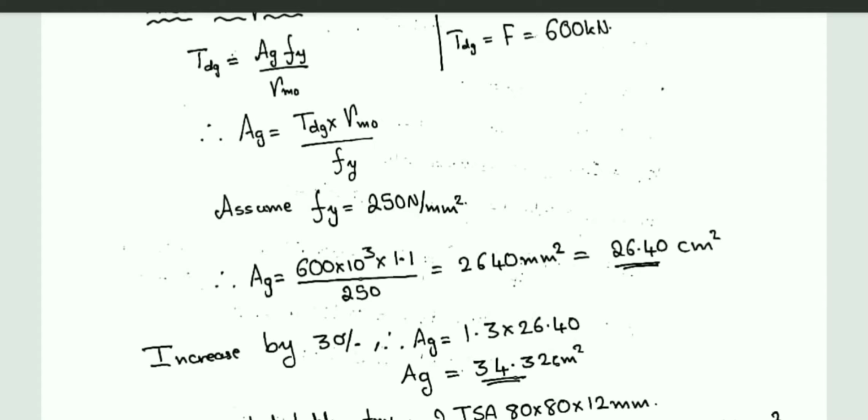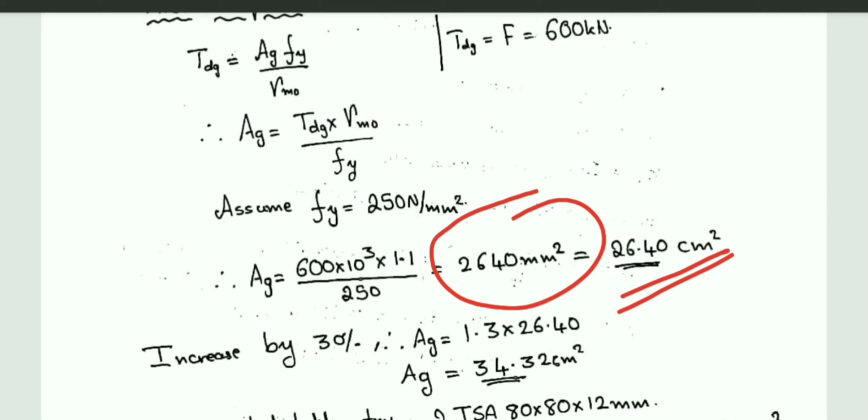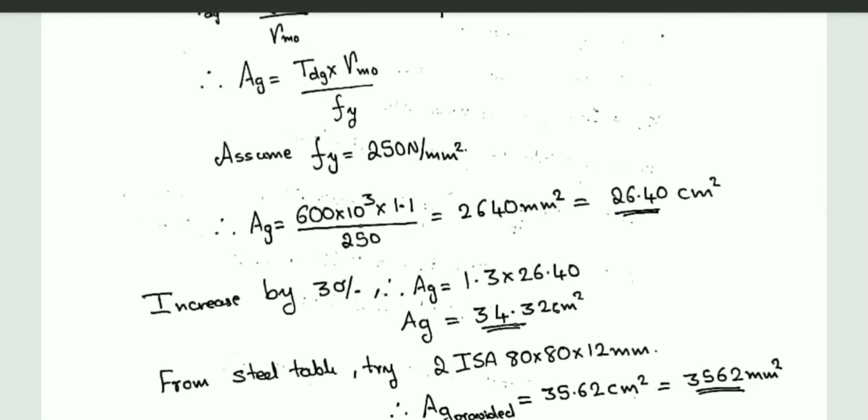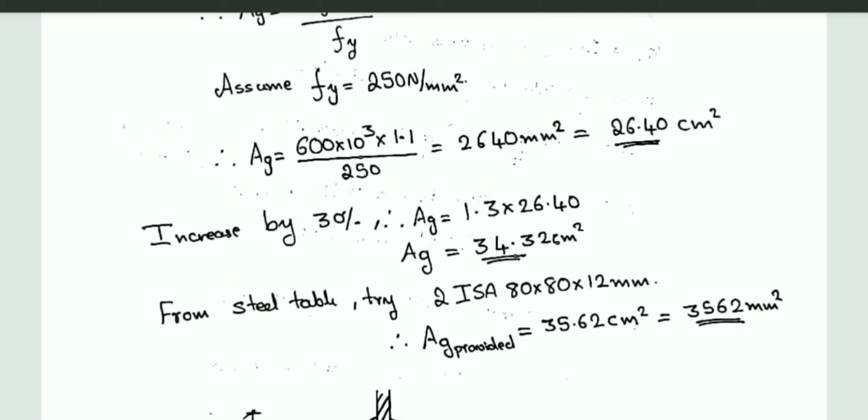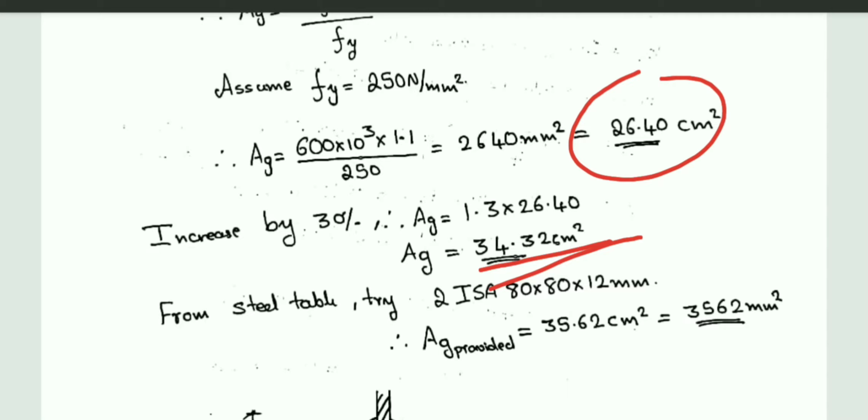So from all these data, Ag becomes 2640 mm square or 26.40 centimeter square. To assume a section, you need to increase the area by almost 25 to 40% and then select a section. So I will be increasing here by 30%. Actual required was 26.40. By increasing 30%, that is into 1.3, you'll get the required area as 34.32 centimeter square.